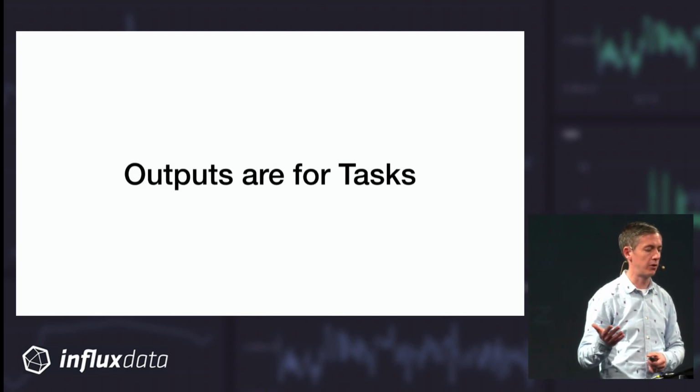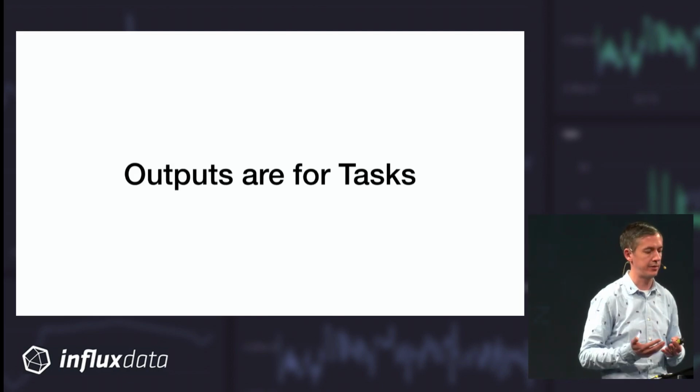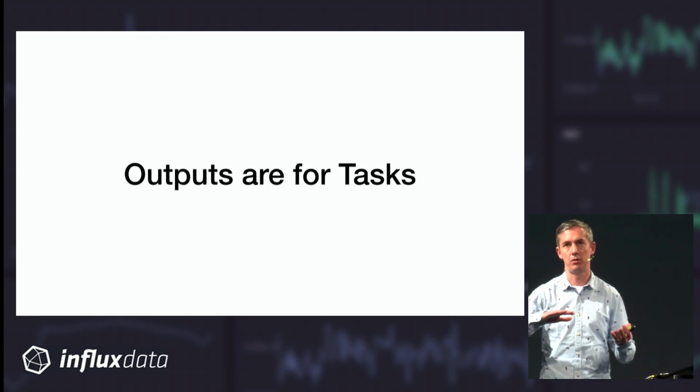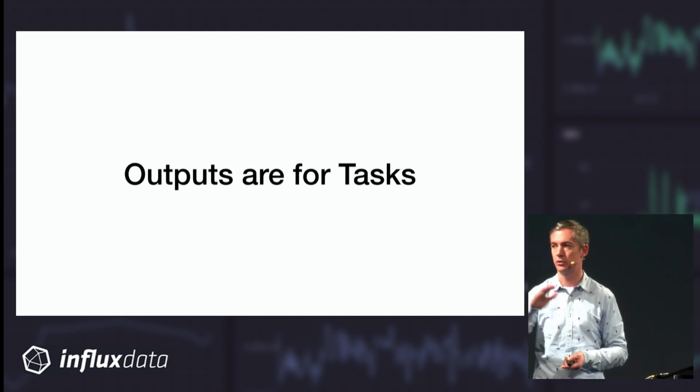Ultimately, outputs are for what we're calling tasks. So tasks are basically all of the Kapacitor functionality, right? The task system is what we're representing in InfluxDB 2.0 to represent that Kapacitor stuff.